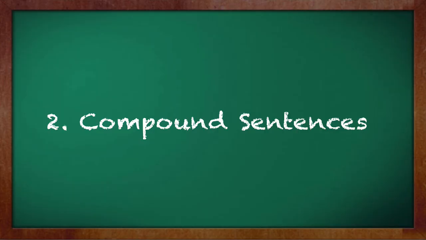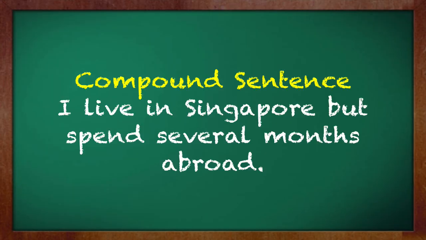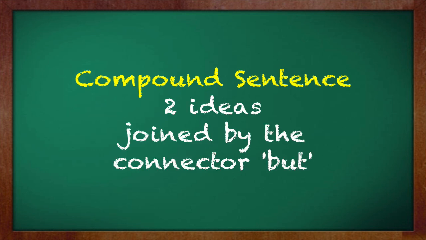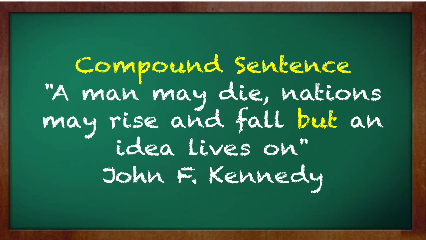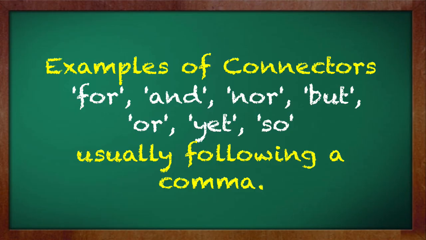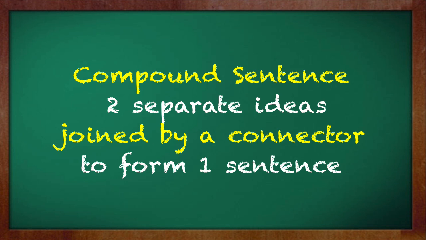Compound sentences. Example, I live in Singapore but spend several months abroad. This one sentence has 2 ideas or clauses joined by the connector but. Another example, a man may die, nations may rise and fall, but an idea lives on. This famous quote by John F. Kennedy is a compound sentence. Besides but, there are other examples of connectors: for, and, nor, or, yet, and so. They usually come after a comma. So a compound sentence is 2 separate ideas joined together by a connector to form one sentence.